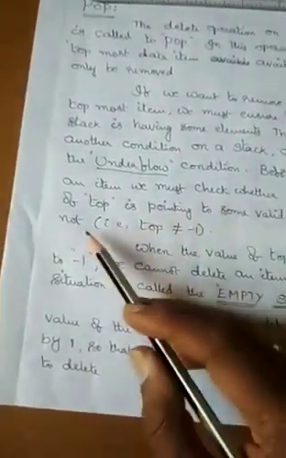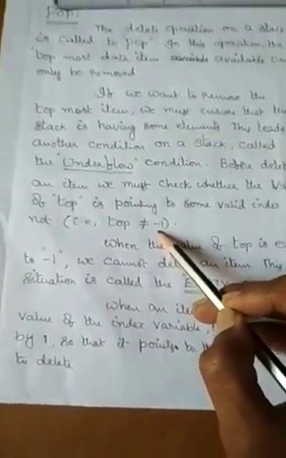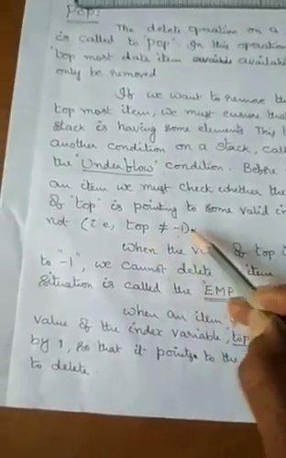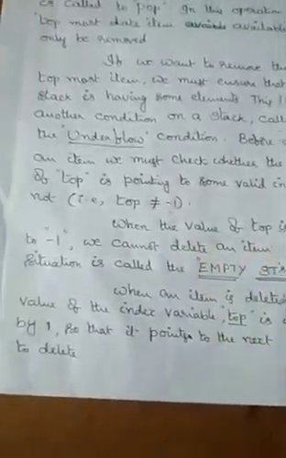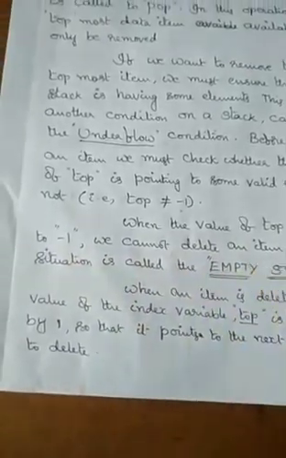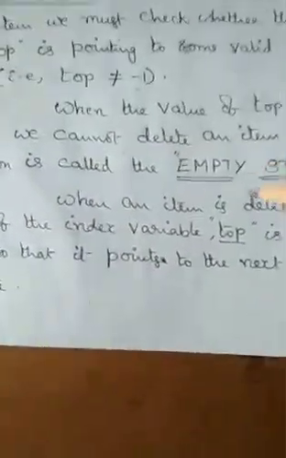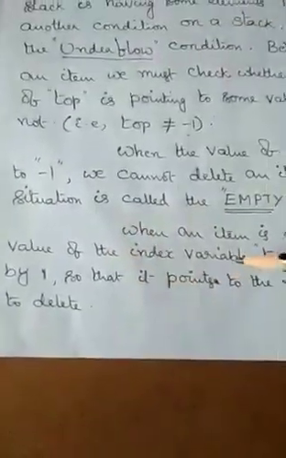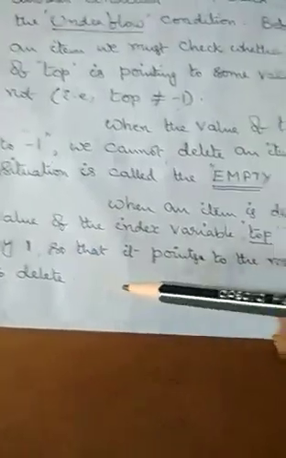If top is not pointing to -1, it means that there are some values present, and then you can delete. Otherwise, if top equals -1, then the stack is empty. When the value of top is equal to -1, we cannot delete any item. This situation is called an empty stack. When an item is deleted, the value of the index variable top is decremented by 1 so that it points to the next element to delete.